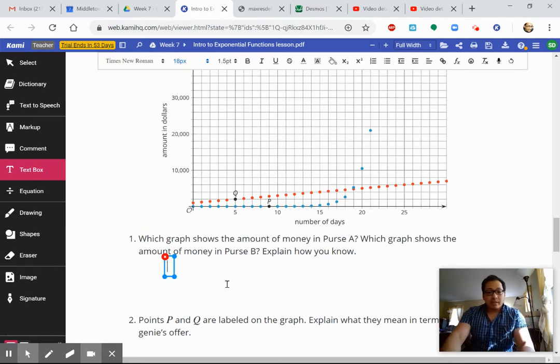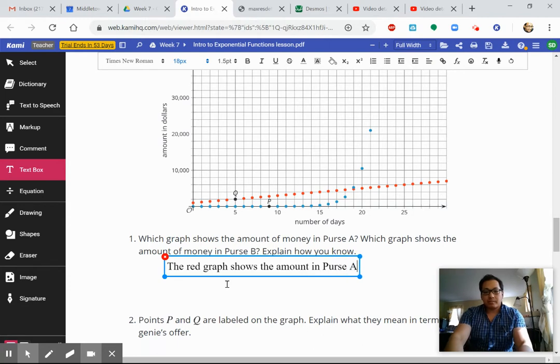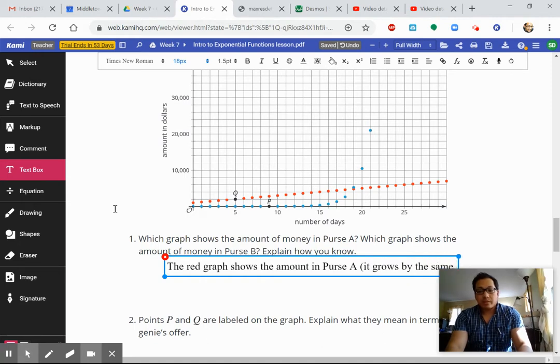So let me just write this down. The red graph shows the amount in purse A. I'll just write as a note, how do you know? Explain how you know. It's very important to explain your work or explain how you know something or why you think something's true, even if you're not really sure you know it. Why do we think this? Because it grows by the same amount each day.